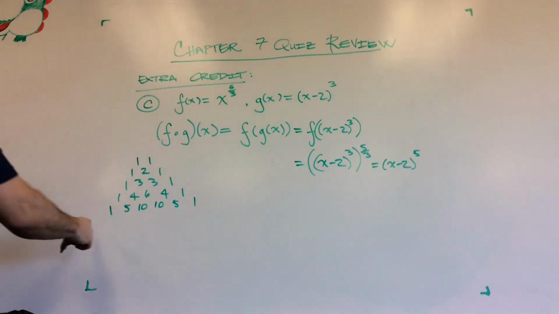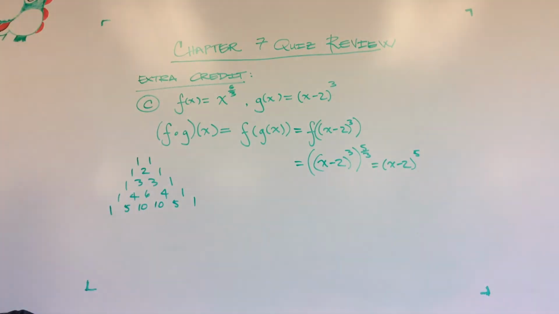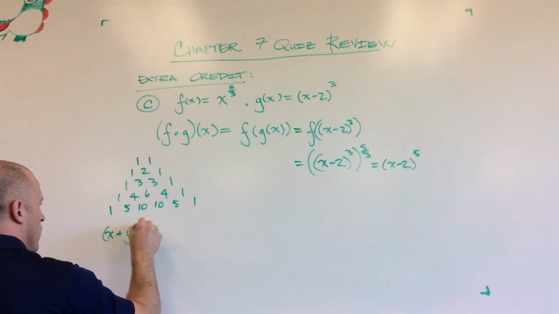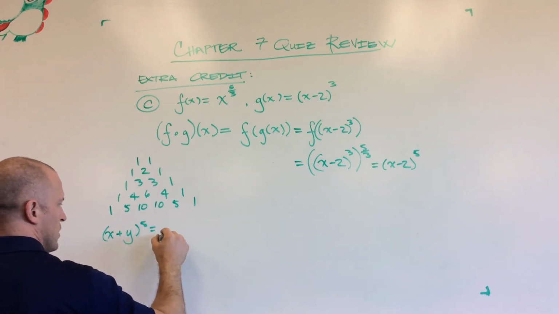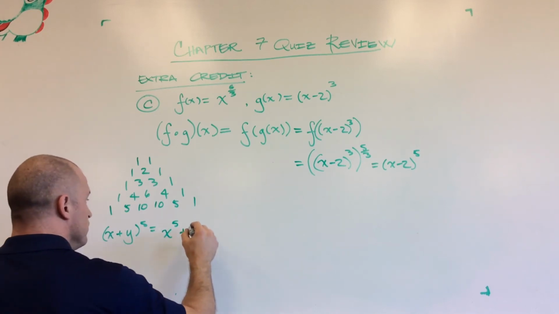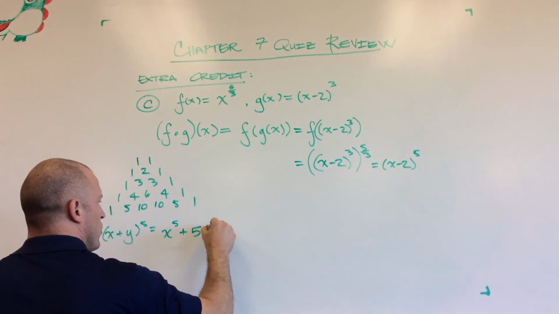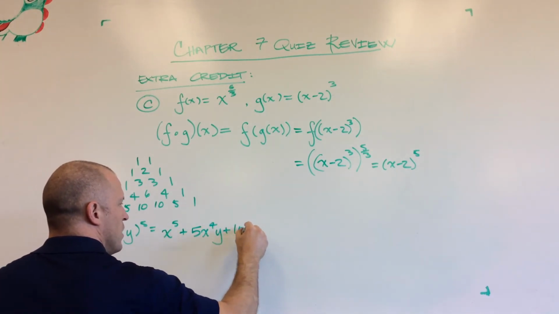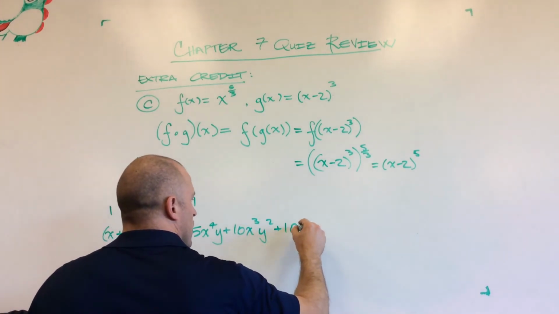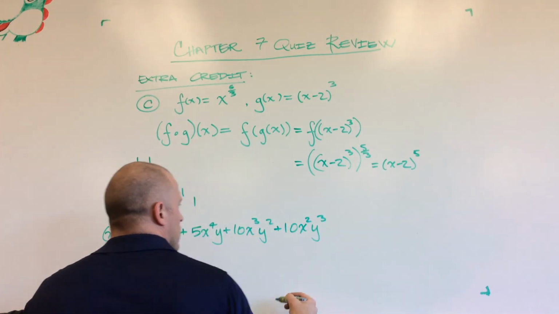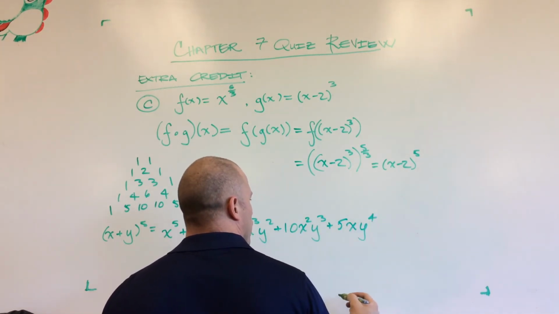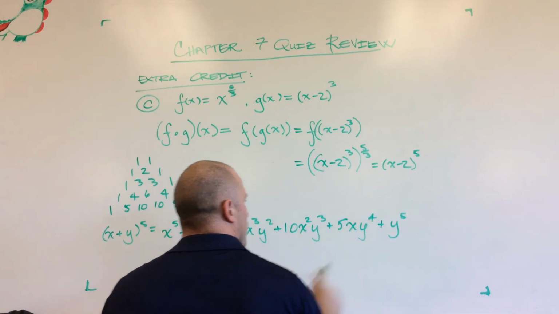Now, we'll initially use this with just x plus y to the 5th. According to our normal process, x plus y to the 5th would be x to the 5th plus 5 x to the 4th y plus 10 x cubed y squared plus 10 x squared y cubed plus 5 x times y to the 4th, plus y to the 5th.